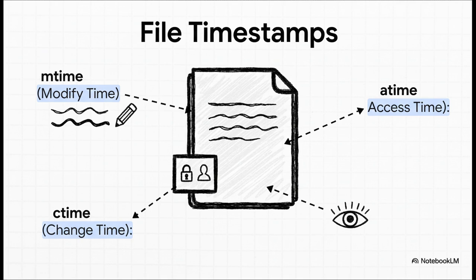Now, to really unlock the power of a tool like find, you have got to understand these 3 file timestamps. It's super important. You have mtime, or modified time, which is the last time the file's actual content was changed. Then there's atime, access time, for the last time the file was simply read.